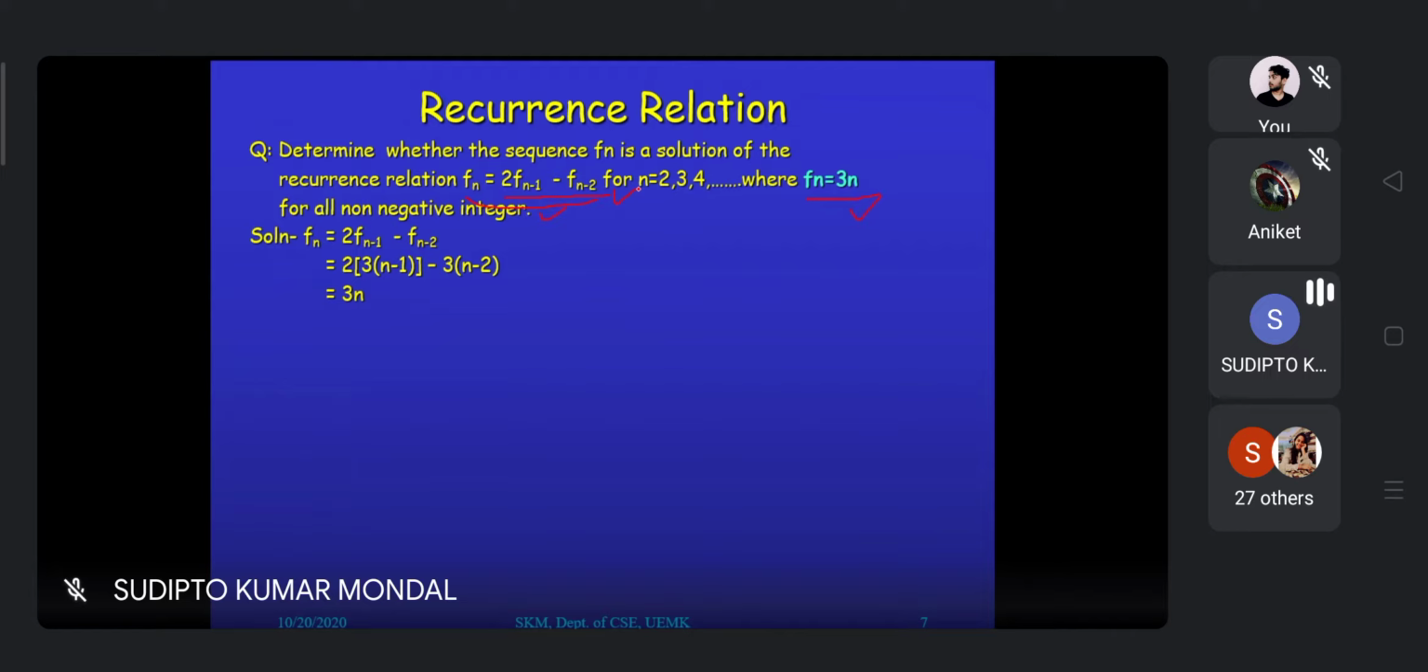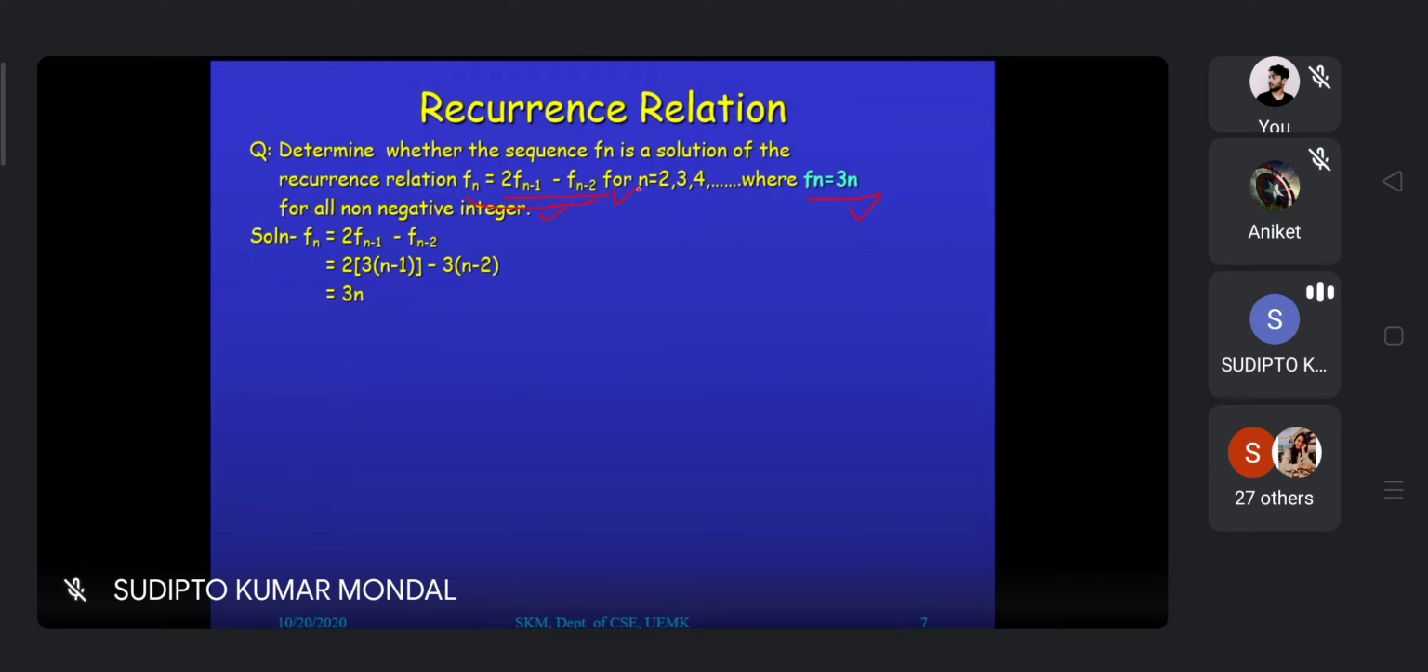So at any moment, we can evaluate different terms from the solution, put them in the recurrence relation, and determine whether it is matching or not. So this is one kind of approach which we can apply in case of a recurrence relation. Here the solution we are checking with respect to a recurrence relation. Now the reverse approach is also possible.